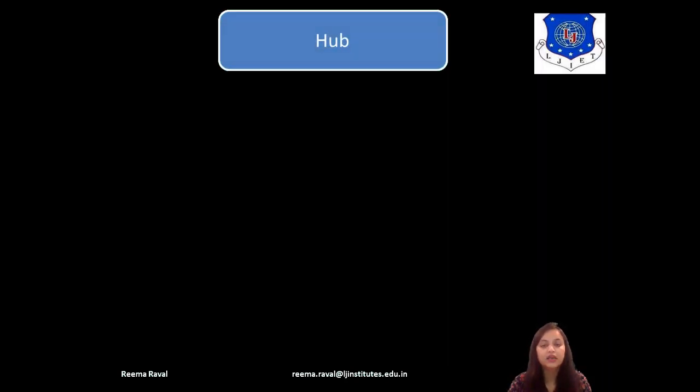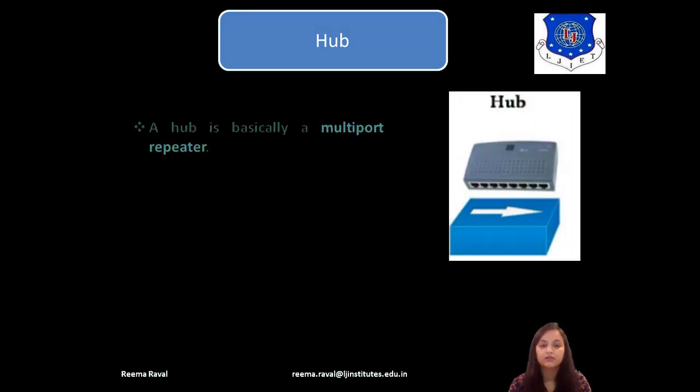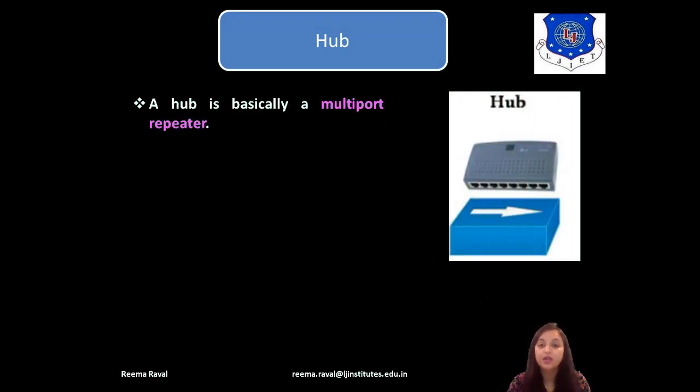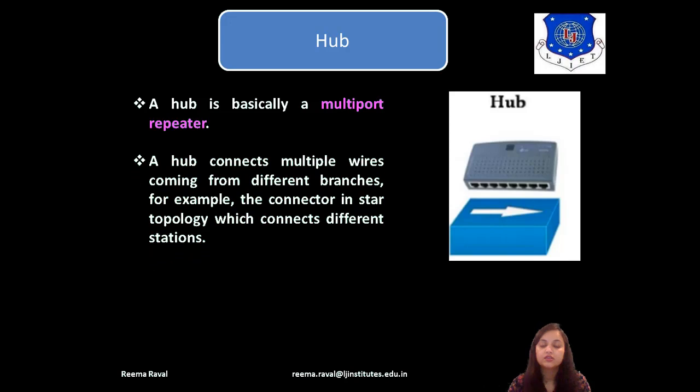Okay. Next network connecting device is hub. A hub is basically a multi-port repeater. That means a repeater having multi-port connections. Here the hub connects multiple wires coming from different branches. For example, the connector in star topology which connects different stations.